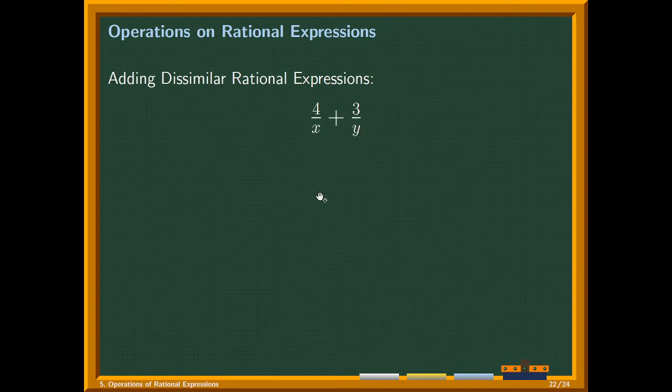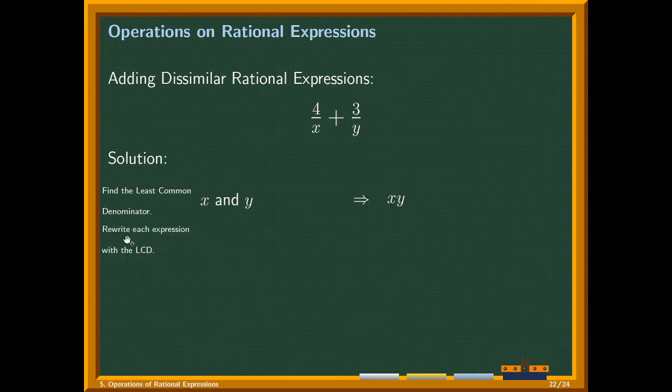So what we are going to do in adding dissimilar rational expressions is to find the LCD. To do that, we have to factor the denominators. Since x ra na siya, that is x times 1 or x, and y times 1 or y. To find that, what man sila common? Y kapareha, we have to multiply these two. So xy na. And step 2, we have to rewrite each expression with the LCD.